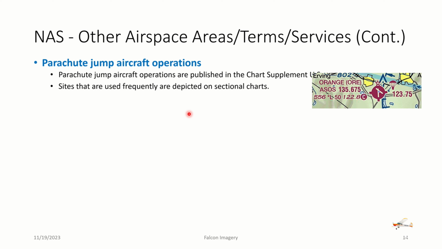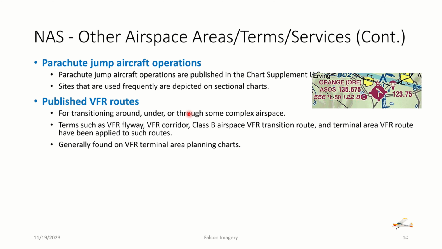Aircraft alert areas could be for such activities as parachute jumping. Again, those are going to be shown on a sectional or chart supplement. These are shown on those types of maps, like a sectional, to indicate a particularly high level of parachute jumping in the vicinity of that airport.